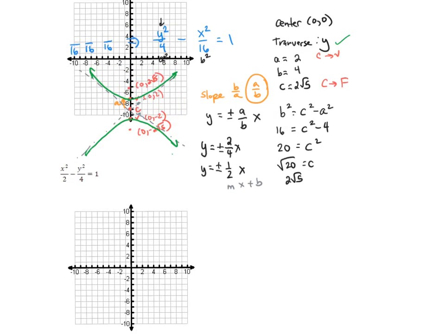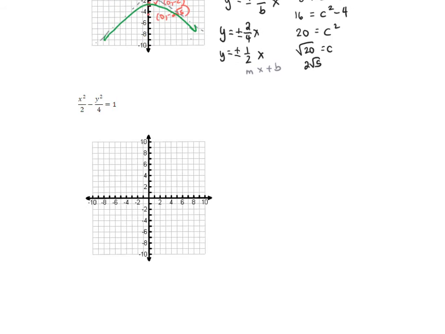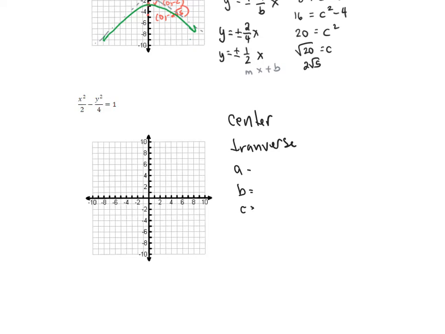Okay, let's look at this next problem down here, if I can get it to go down there. So this problem is x squared over 2 minus y squared over 4 equals 1. So let's go ahead and take care of some of the basics, such as what is our center, what is our transverse axis, and then we kind of need to know what A, B, and C are. This is kind of how we'll start all these problems when we're trying to graph.